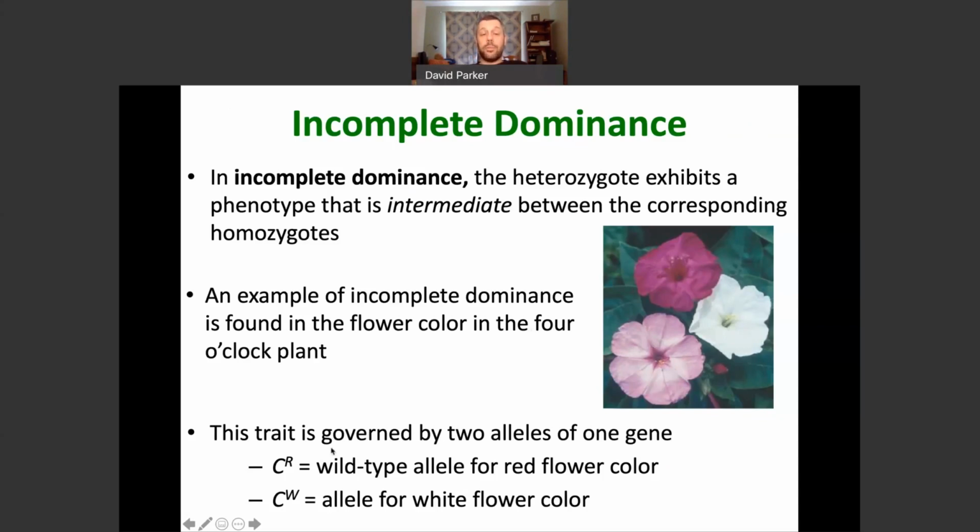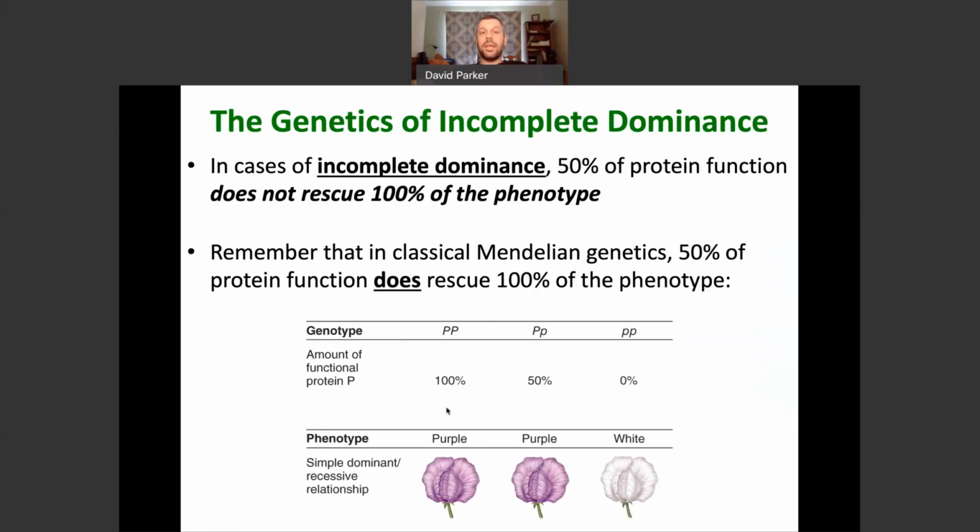We're talking about one gene. We're going to call that gene C for color. And there's two different alleles. This time, instead of the alleles being big C and little c, we're going to denote them as C superscript R, which is the wild type allele for a red flower color, and C superscript W, which is the allele for white flower color. Now, this case, incomplete dominance, is a good example of where 50% of the protein function does not rescue 100% of the phenotype.